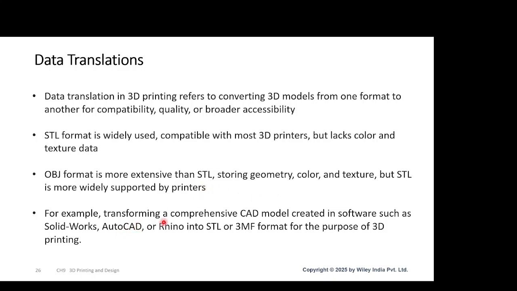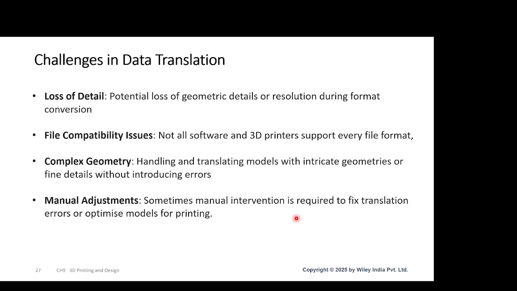For example, transforming a comprehensive CAD model created in software such as SolidWorks, AutoCAD, or Rhino into STL or 3MF format for the purpose of 3D printing. But when you do data translation, there are always some challenges like loss of detail, file compatibility issues, complex geometry, manual adjustment. For example, potential loss of geometric details or resolution during format conversion. Not all software and 3D printers support every file format.